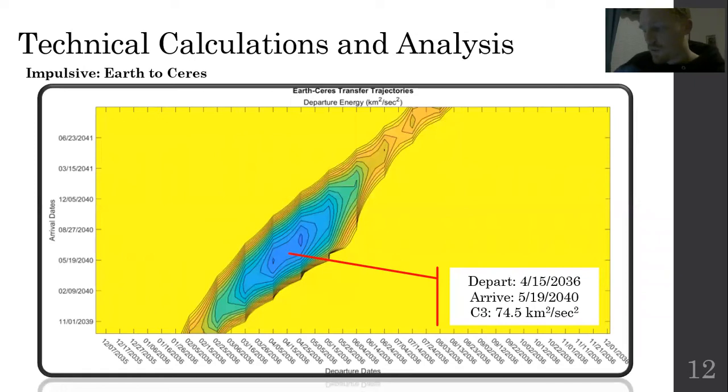So here is a departure energy plot for the leg to Ceres. It shows an optimal departure and arrival date of April 15th, 2036 and May 19th, 2040, respectively.